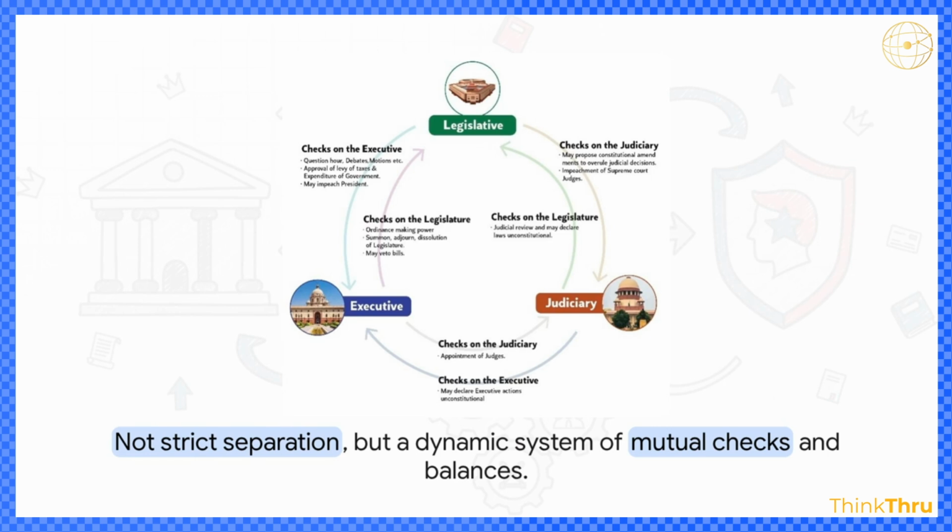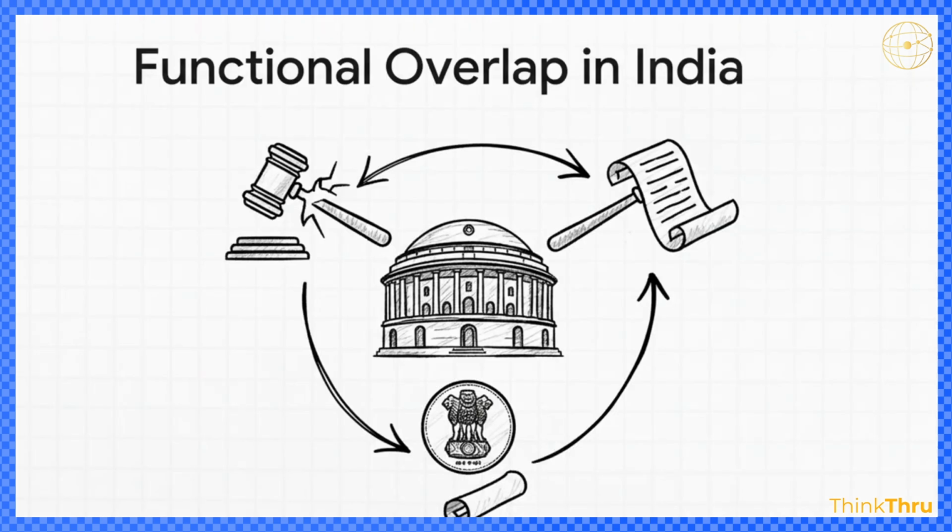Just look at how all those arrows flow. The legislator checks the executive, sure, but the executive also checks the legislator. The judiciary checks both of them, but it's also checked by both of them. It's not a wall separating the branches, it's this constant dance of control and oversight. And you see this overlap everywhere.